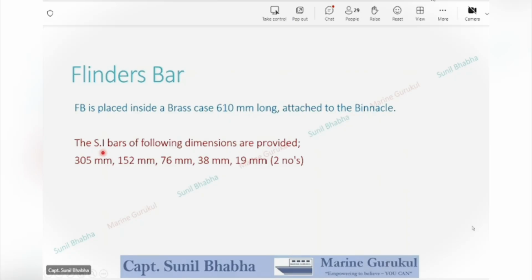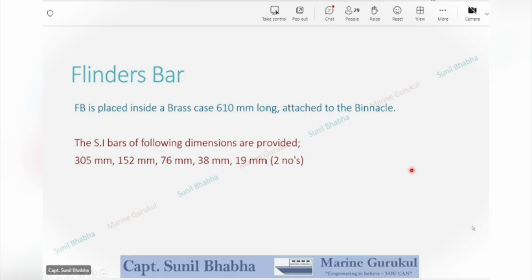Now the Flinders bar which is provided is in pieces. The first piece is 305 millimeters. Then the next piece is 152 millimeters. Then we have a piece of 76 millimeters, 38 millimeters, and then two pieces of 19 millimeters, making a total of 610 millimeters.